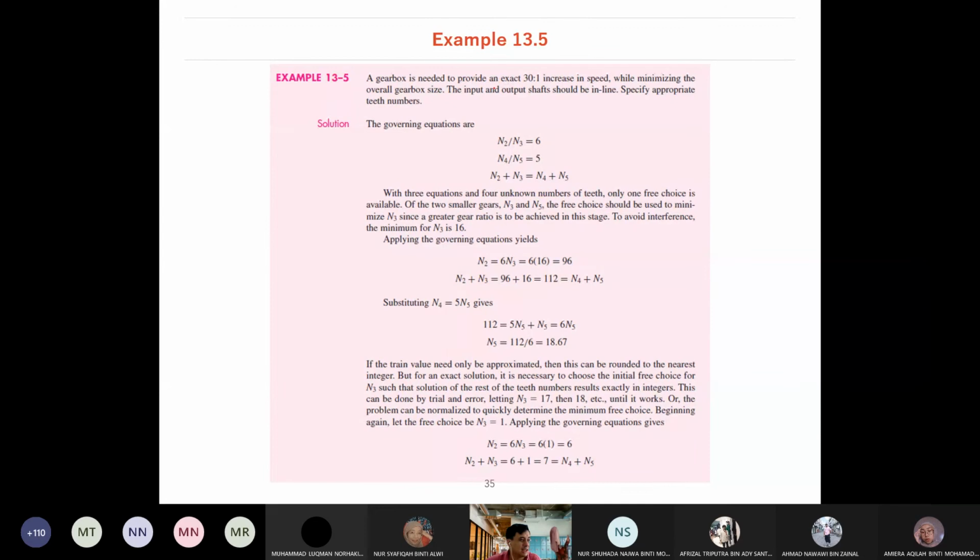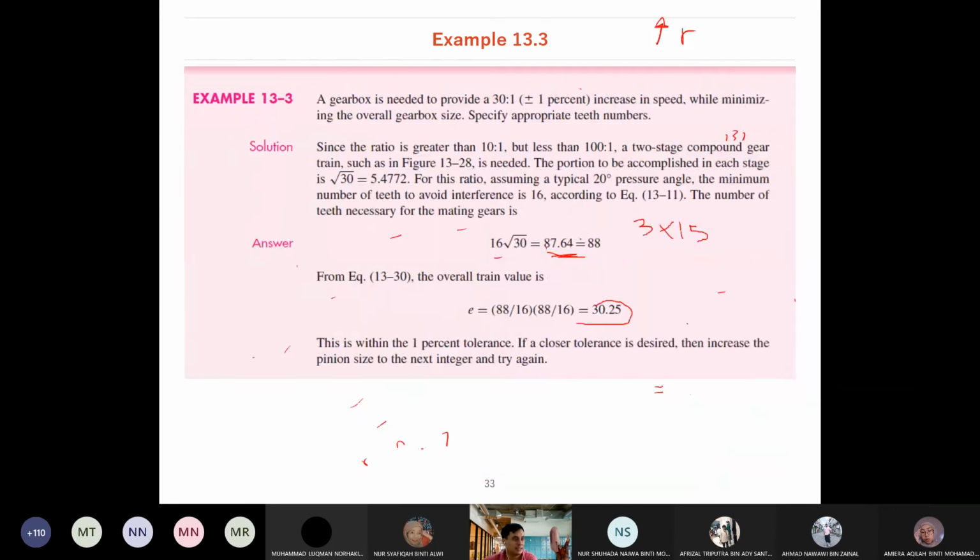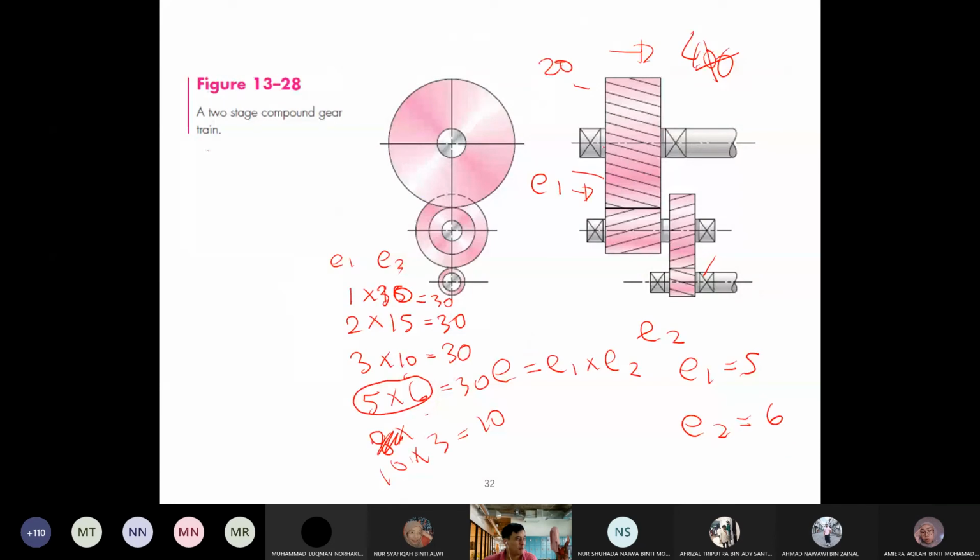30 increase in speed while minimizing the overall gearbox size. The input, the output should be in line. Apa maksudnya? Ialah this is a riveted gears. So what is a riveted gears? Okay, maksud dia okay, saya go back to this, this is a compound stage, two stage compound. Riveted gear is gear inline maksudnya.